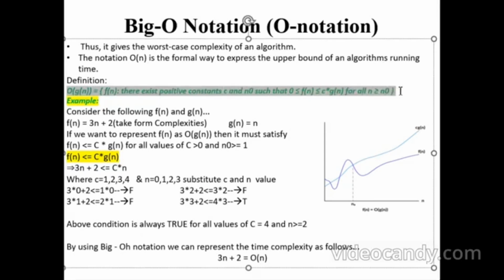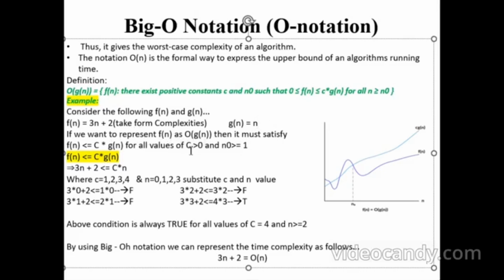In this definition, we have to use the formula. It satisfies this condition: f of n less than or equal to c into g of n. So that is the formula. We'll take one example where f of n and g of n are non-negative integers, and f of n is 3n plus 2. This value is from the previous complexities, and g of n is only n. So we have to satisfy f of n as order of g of n.